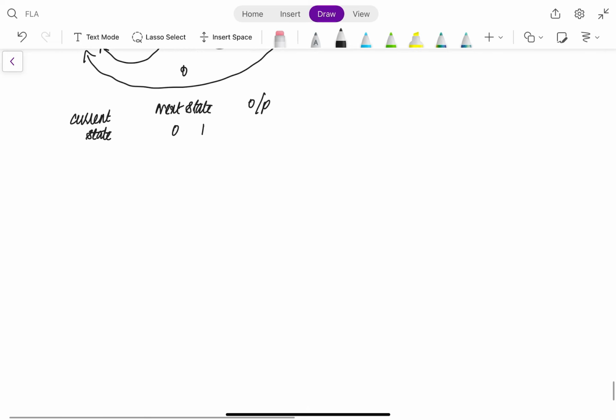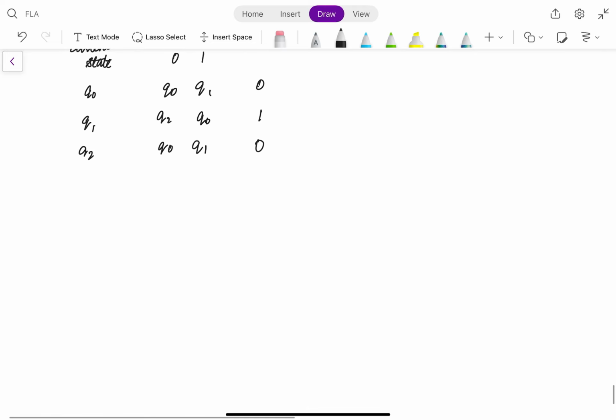Current states are Q0, Q1, and Q2. Q0 on 0 goes to Q0 itself. Q0 on 1 goes to Q1. The output is 0. Q1 on 0 goes to Q2. Q1 on 1 goes to Q0. Output is 1. Q2 on 0 goes to Q0. Q2 on 1 goes to Q1 and the output is 0. So this is the transition table.